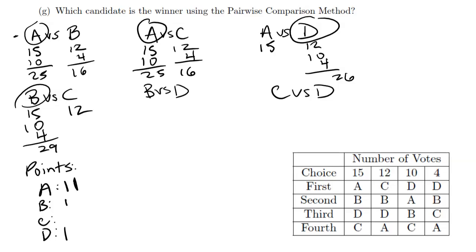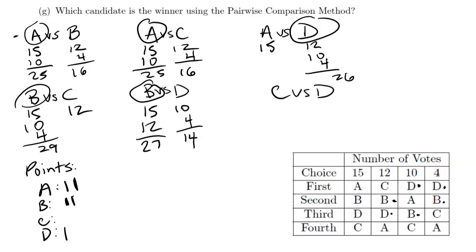And then we can look at B and D. B versus D, B wins 15 votes. In the second column, B wins 12 votes. In the third column, D is preferred, so they get 10. And in the last column, D is preferred to B, so D gets 4. So D has 14, but B has 27. So B received more, and B is at 2 points.